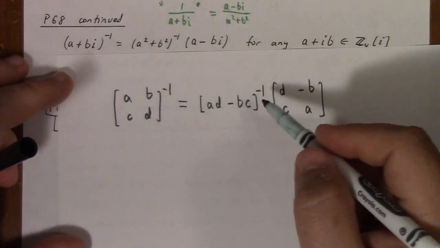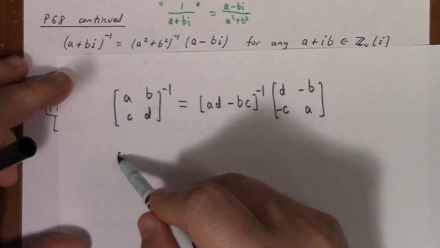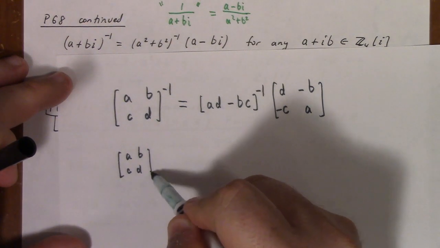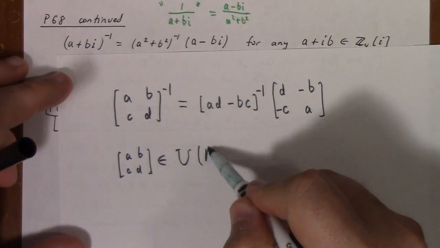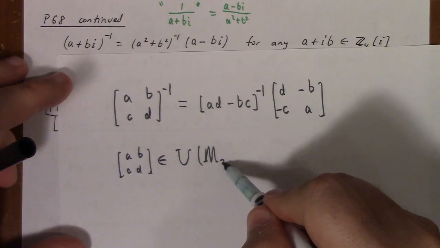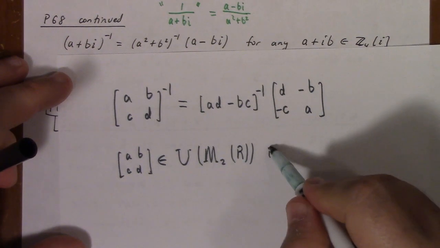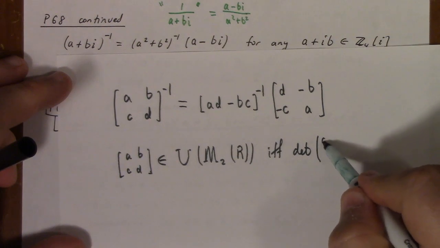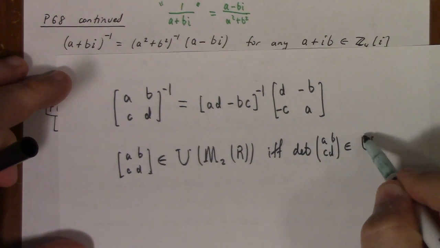So this is, of course, the determinant right here. The long and short of it is that the matrix [A, B; C, D] is an element of the units of the 2 by 2 matrices over the ring R if and only if the determinant of the matrix is actually an element of the units of the ring.